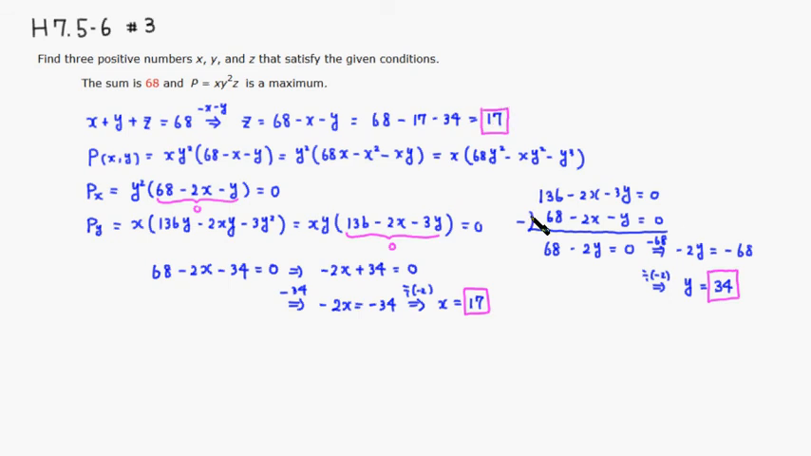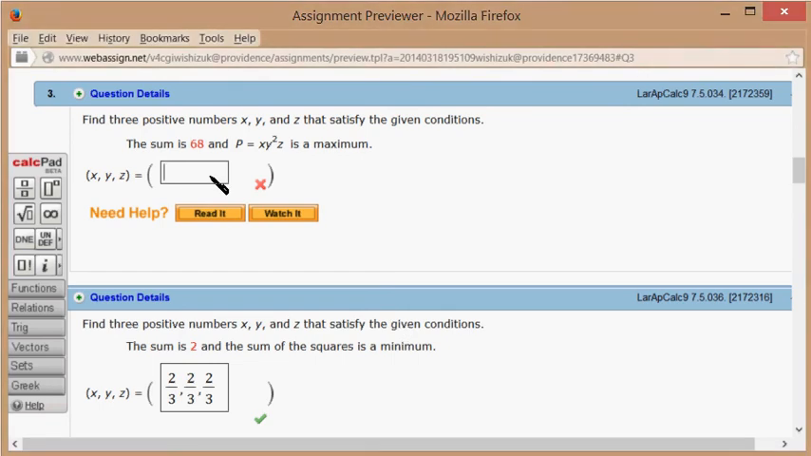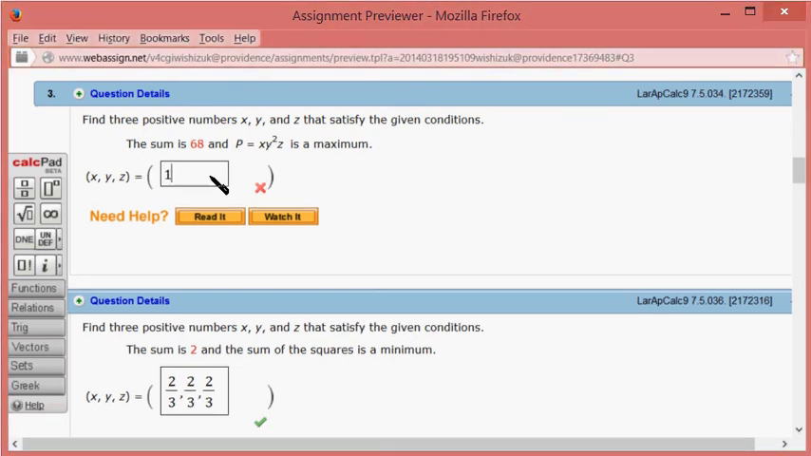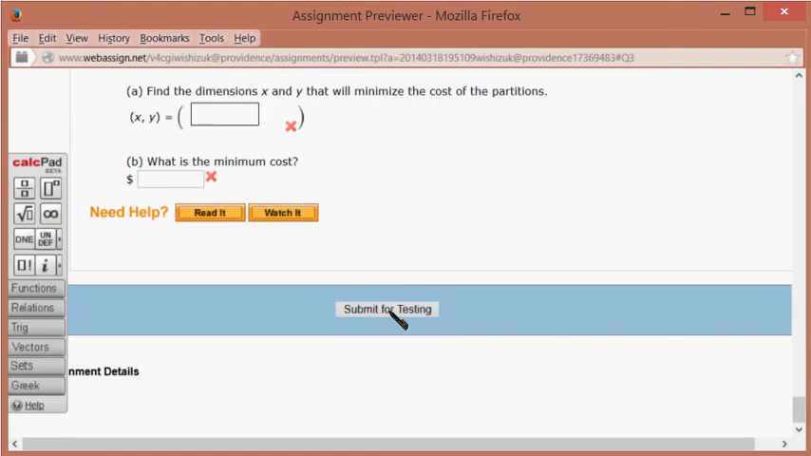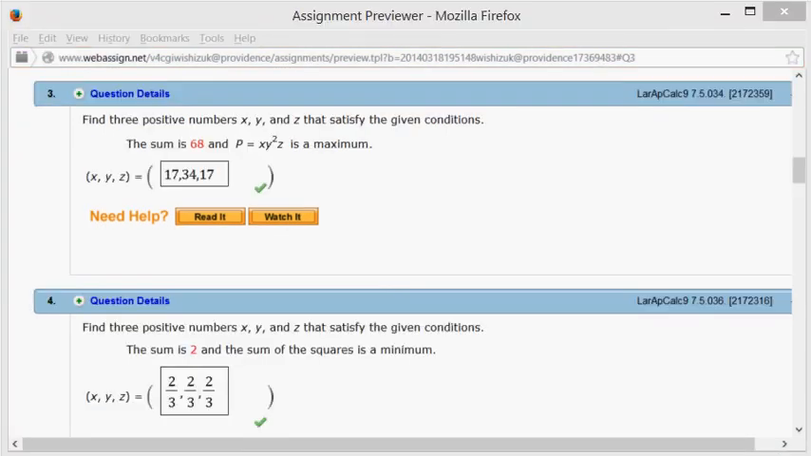So let's type it in. The x value turned out to be 17, the y value is 34, and the z value is 17. So let's check it. It came back and looks like we got this one correctly. That's it. I hope that this was clear.